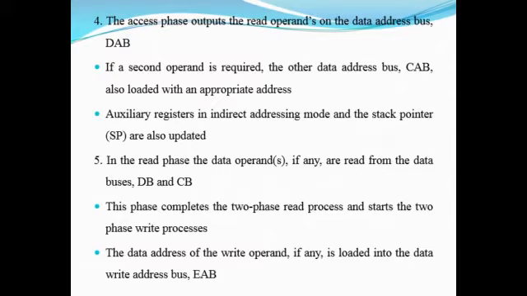In the read phase, the data operands are read from the data buses DB and CB. This is a read operation carried out based on DB and CB. Whenever this phase is completed, in the two-phase read process, there is a start of the two-phase write process. Whenever the reading is done, the result obtained has to be written. So the data address of the write operand is loaded into the data write address bus, EAB.